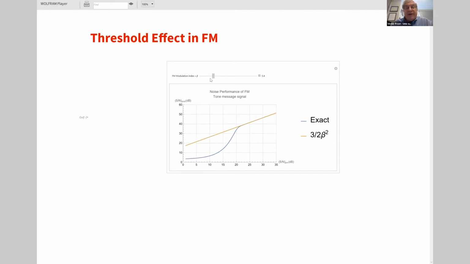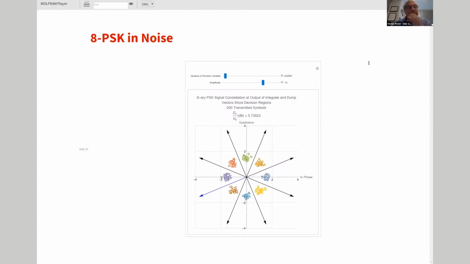And what happens in FM is you have a threshold effect. This is the input signal to noise ratio, and this is the output. Below the threshold, your performance degrades rapidly. Above the threshold, our approximation works. And the point where that approximation is valid changes with our modulation index. So it was always hard to get that concept across without this type of interactive slide.